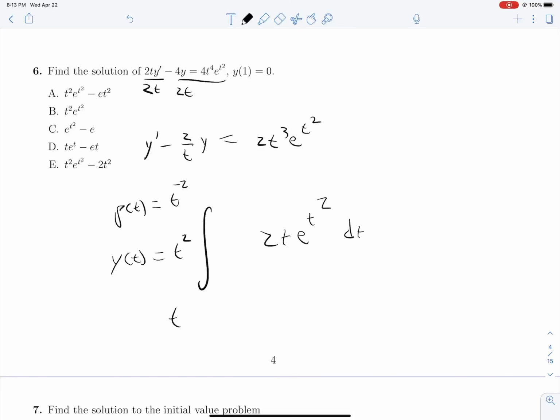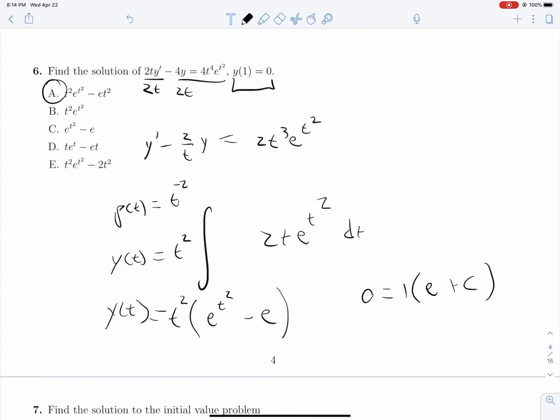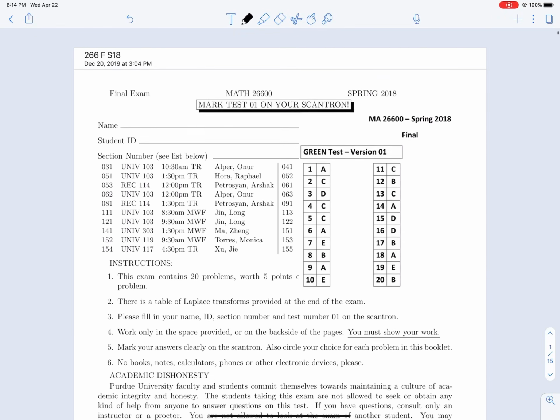We will get t times e to the t squared plus c, and this is t squared and y of t. We know that y at 1 is equal to 0. Let's solve for c. 0 is equal to 1 times e to the 1 plus c. So c must be negative e. And so our solution is t squared e to the t squared minus e t squared. So 6 is a.